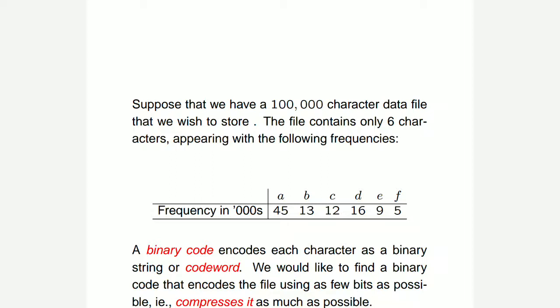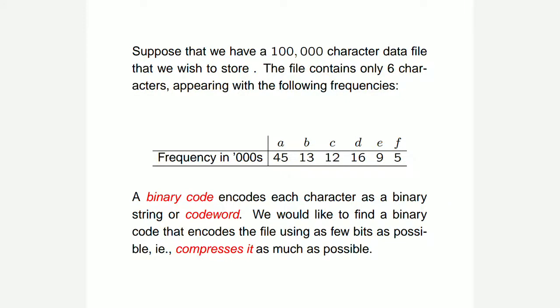The file contains only 6 characters appearing with the following frequencies. There are only 6 characters, but the file that we save is of 1 lakh characters, and the number of times each appears is different. So here we have A, B, C, D, E, F. The frequencies with which they appear in the data file are: A will appear 45 times, B will appear 13 times, C will appear 12 times, D will appear 16 times, E will appear 9 times, F will appear 5 times. So this is the frequency of the characters in the data file.